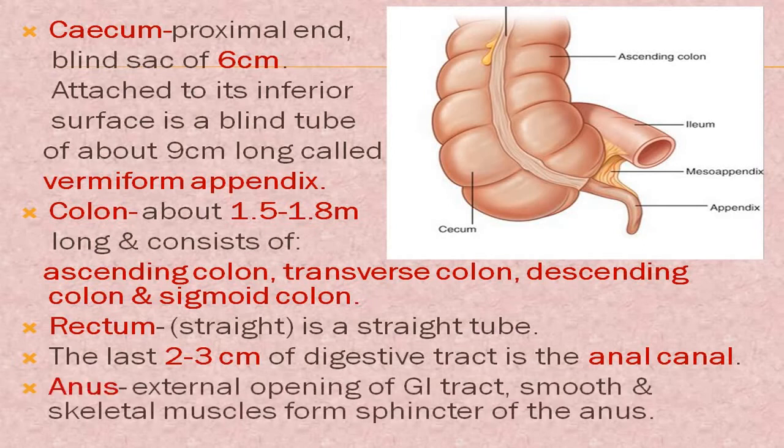Anus is the external opening of the digestive tract, and it has two types of ring of muscle, or two sphincters, external sphincter and internal sphincter. And these sphincters are made up of both smooth muscles as well as skeletal muscles.